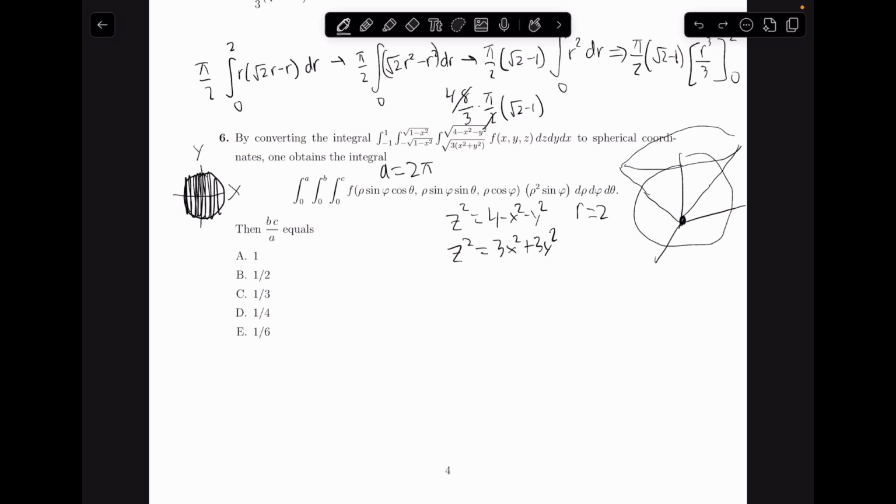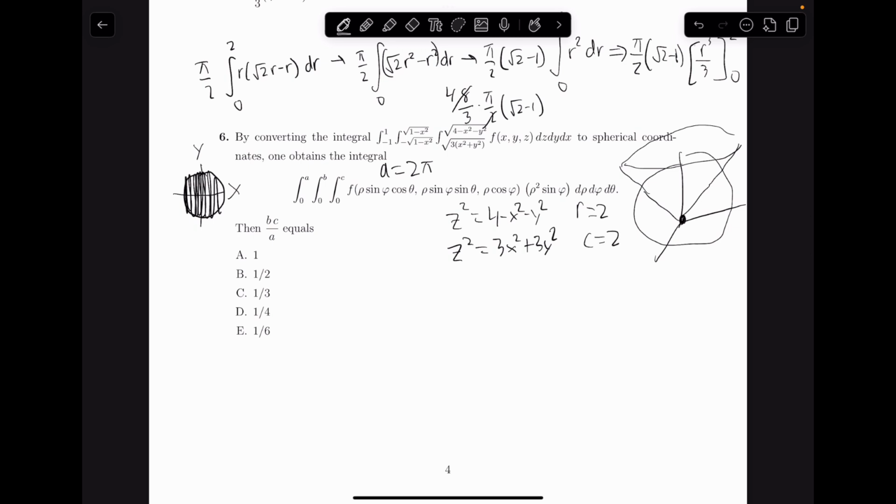So our rho value naturally should go from 0 to whatever the radius of our sphere is, which is 2 in this case. So our C value is just going to be 2, because that's what we need to cover all this region right here. Okay, fair enough.